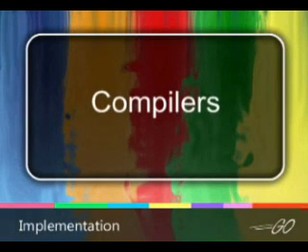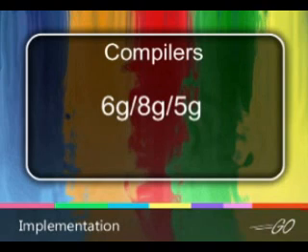Compilers. There are two compilers used in the Go language. Those are 6G, 8G, 5G, which is developed by Ken Thompson. That is more experimental, generates object code very quickly. Not GCC linkable, but has FFI support.